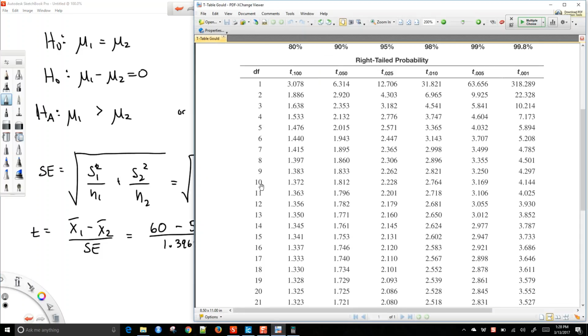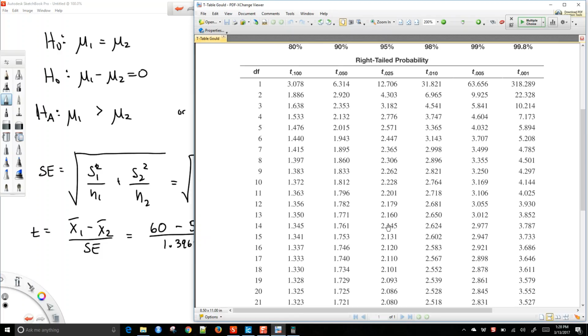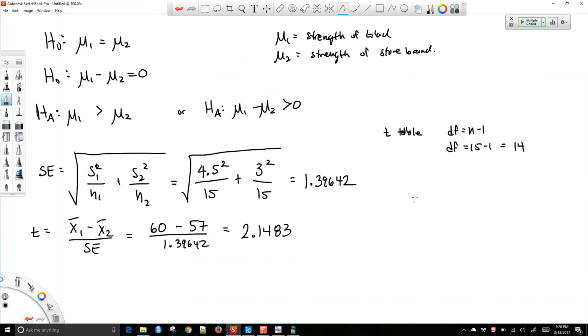So we go to 14 degrees of freedom, and we're looking for the number 2.148. That's very close to here, this is 2.145. We're at 2.148, so we're somewhere in between 0.025 and 0.010. Probably very close to 0.025, but a little bit less than that. So my right tail is between 0.025 and 0.01.